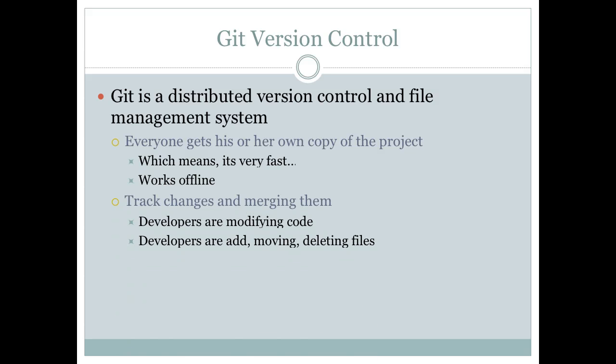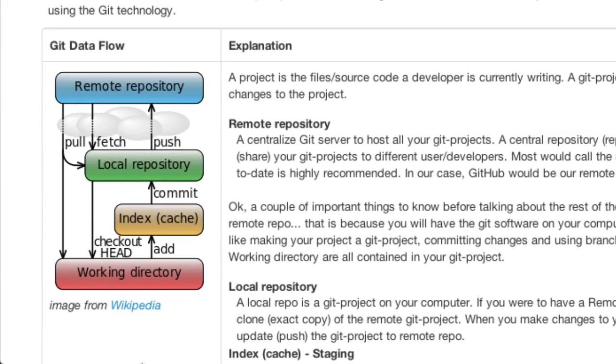File management is a very important feature because every developer is modifying his or her own copy of the project. We need to be able to merge these repositories together in order to get a finished product. Now let's take a look at a typical Git workflow.